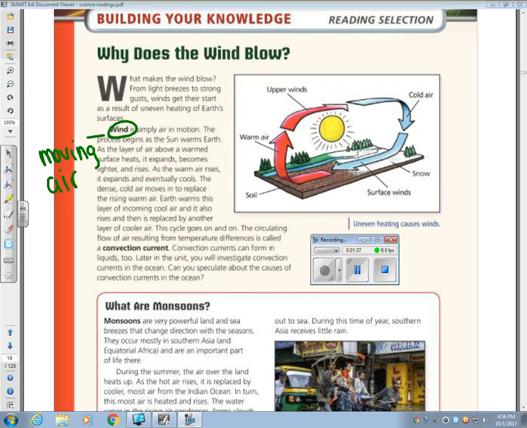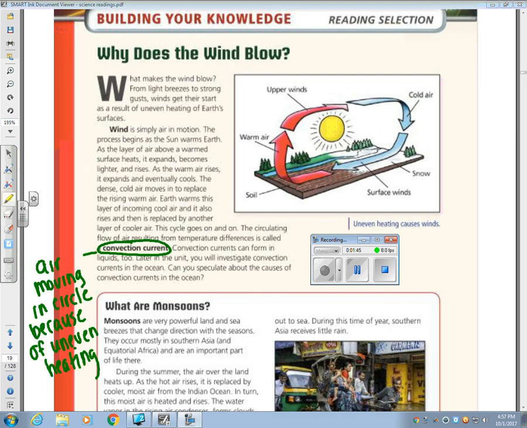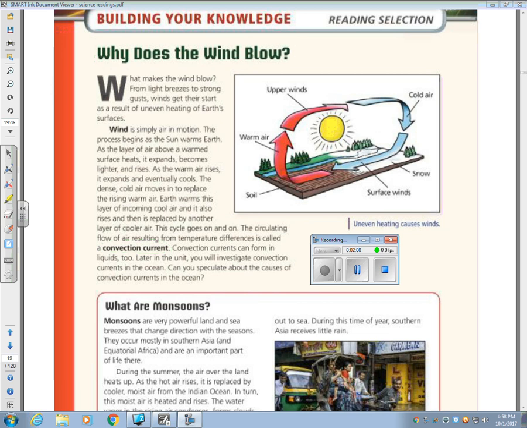So if you could please circle the word wind and know that wind is just moving air. If you could also please circle the word convection currents and know that a convection current is air moving in a circle because of uneven heating. So if you notice the picture to the right, it is a convection current, because if you notice, it is air that is making a circle.